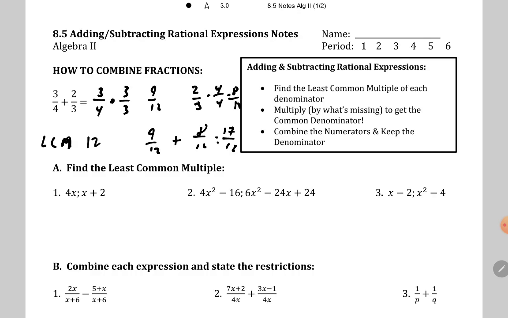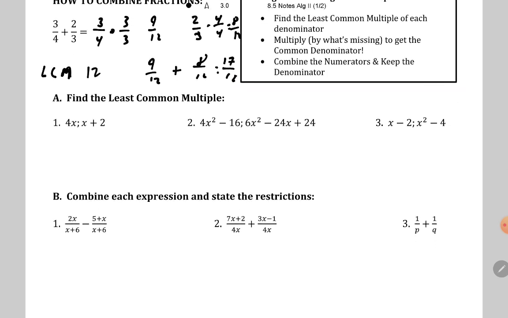So just like with these rational expressions, we need a common denominator. It needs to be the same. If we don't have one, just multiply the denominators together. So let's do some examples here. Find the least common multiple. Well, this first one, if you're unsure on how to approach it, you can just multiply them together. And in this case, that's all you need to do.